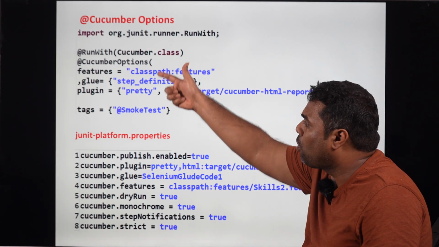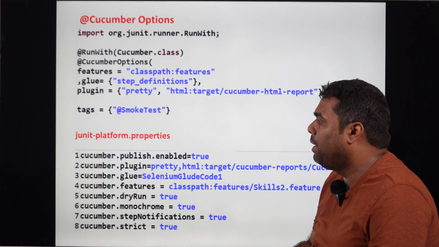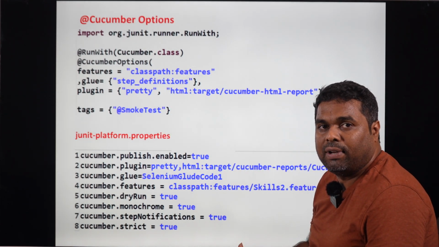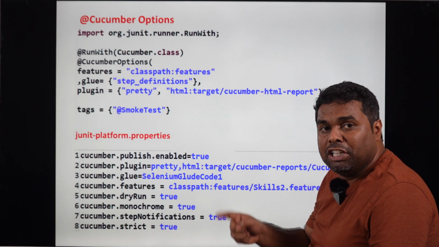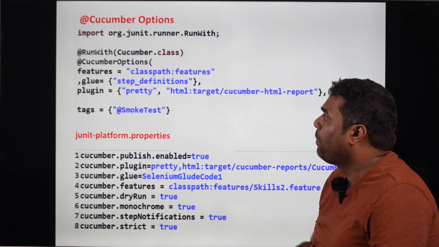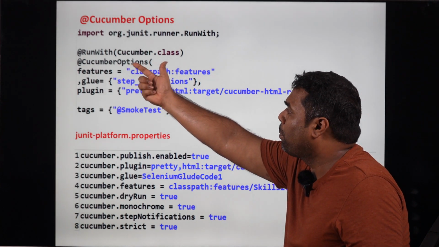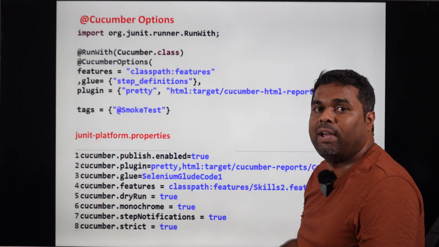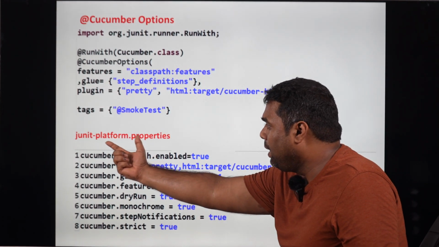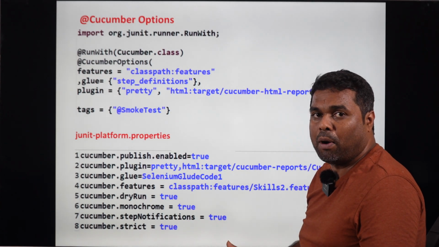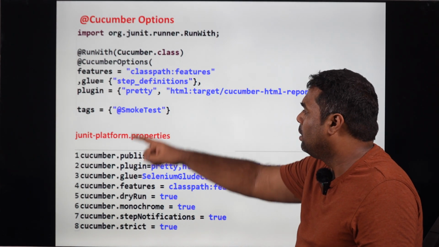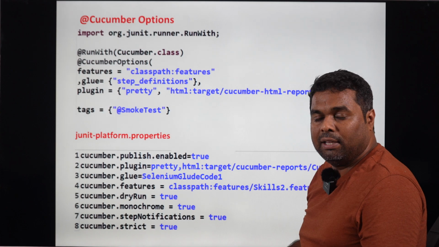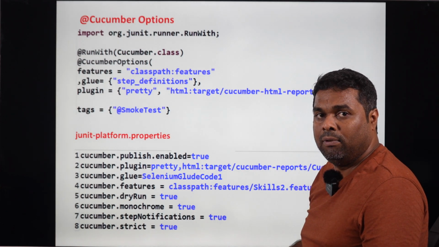So like that, these configuration settings can be defined in the testrunner.java class file. In the latest Cucumber framework, instead of writing @CucumberOptions in the testrunner.java class file, we write them in junit-platform.properties. So the same settings are defined in a properties file in the latest Cucumber 5 framework.